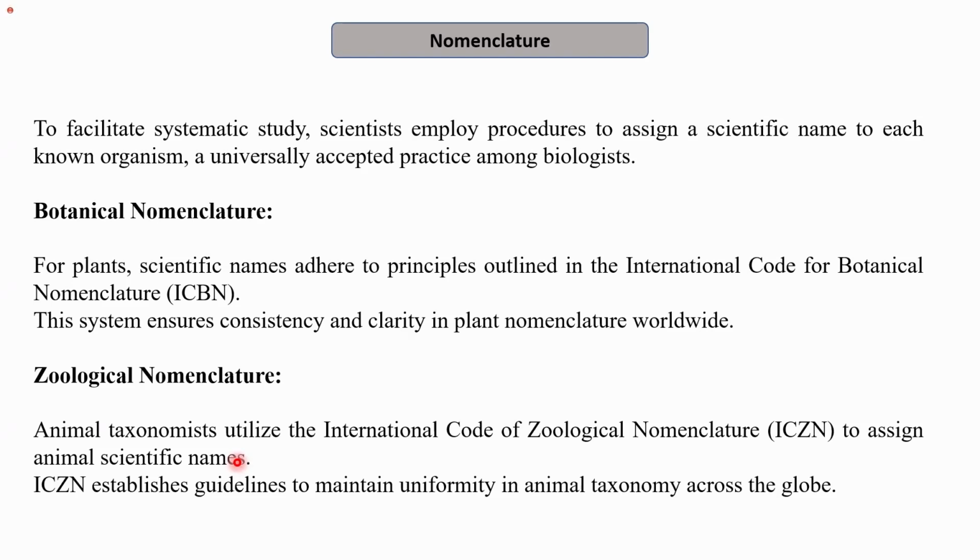And these animal taxonomists utilize the International Code of Zoological Nomenclature, ICZN, to assign the scientific names to the animals. ICZN establishes guidelines that maintain uniformity in animal taxonomy across the globe. So this basically helps in avoiding any sort of confusion or misunderstanding in the name and in the identification of organisms, especially in the scientific community related to research.